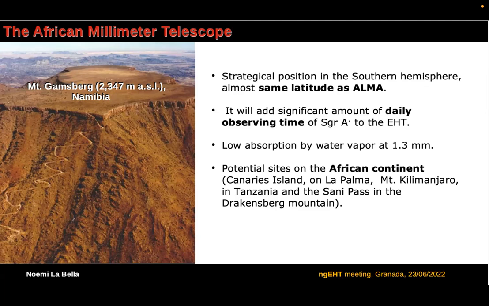It's planned to be built in Namibia on the Gamsberg mountain, and this is a strategic position, in particular for imaging Sagittarius A*, because it's located in the southern hemisphere, and also it is at the same latitude as LLAMA. It's a good site in terms of water vapor. There is no absorption by water vapor, also at 1.3 millimeter. And this is not the only site that we want to build in Africa. There are also other potential sites, like the Canary Island of La Palma, Kilimanjaro, and the Gamsberg mountain. And so this can generate a potential African array for the EHT.